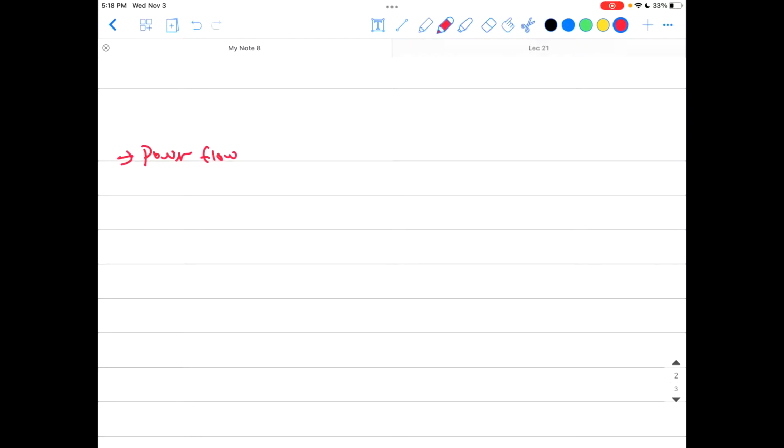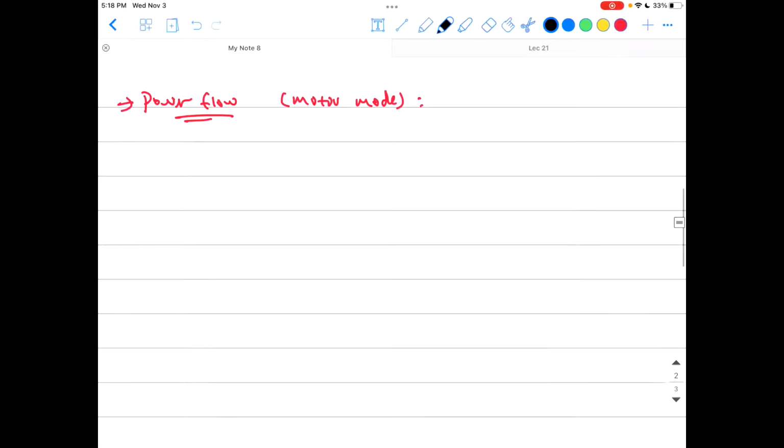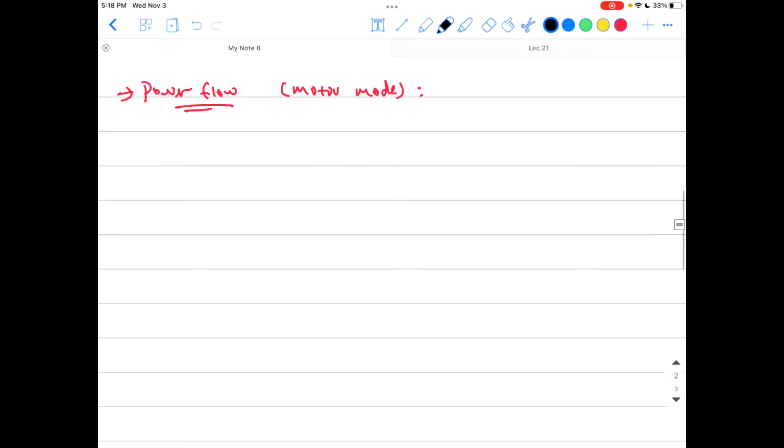Okay, and I'm gonna start with the motor mode. Actually, we are more concerned about the motor mode in this machine, but we will talk a little bit about the other modes of operation, also generator mode and so on. But now I'm starting with the motor mode because that's the more important one, guys. Okay, so I'm gonna start the power flow like we said all the time.